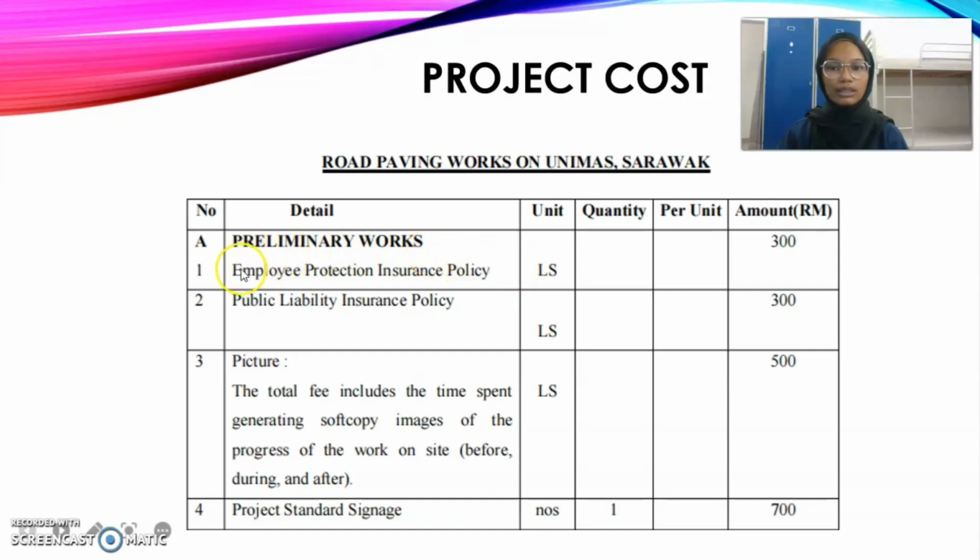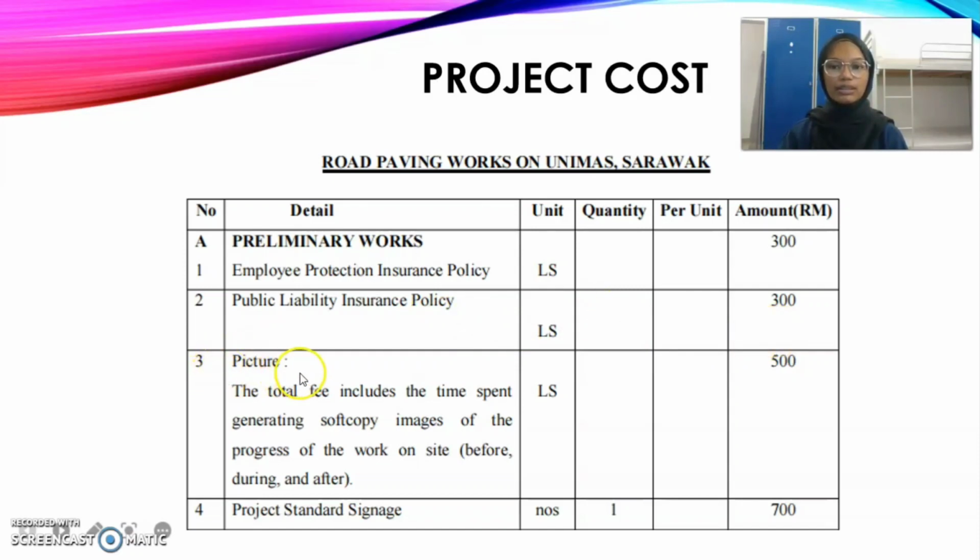Okay, this is for employee protection insurance policy. The unit is LS, and the amount is 300. Second is public liability insurance policy. The unit is LS and the amount is 300.